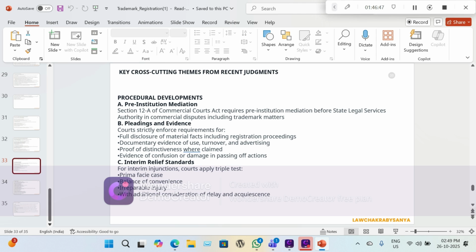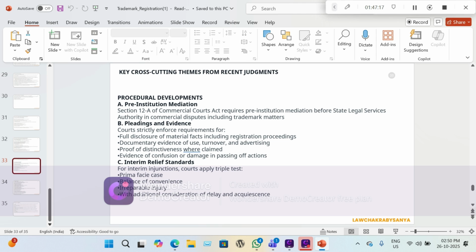When it comes to practicing in courts, it is important to understand what Section 12A of the Commercial Courts Act is. Why is mediation mandatory before filing the suit? And if you want to forego the mediation process because urgent relief is being asked, how do you go about it? You have to understand by studying cases pertaining to Section 12A of the Commercial Courts Act that are relevant to trademark law.